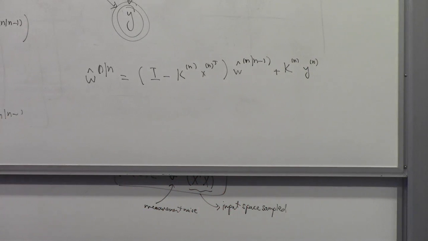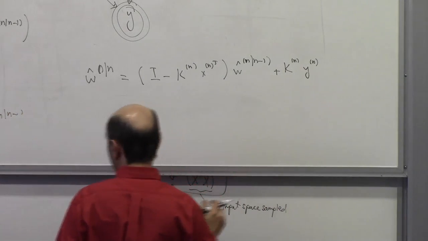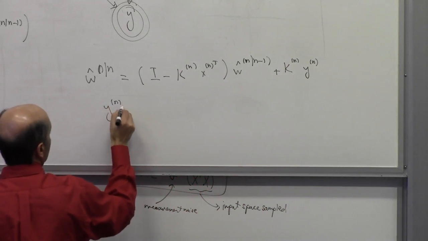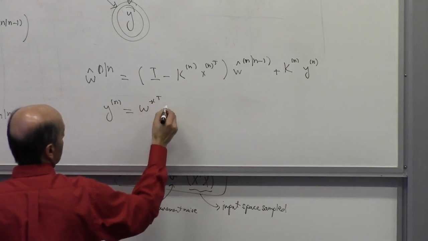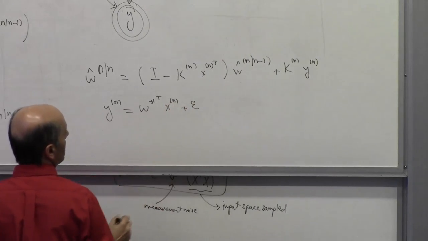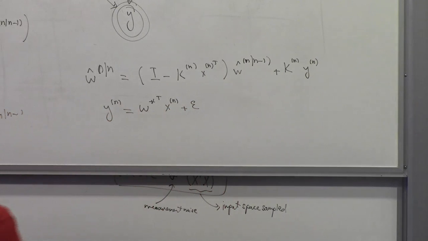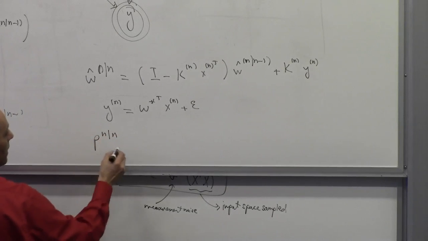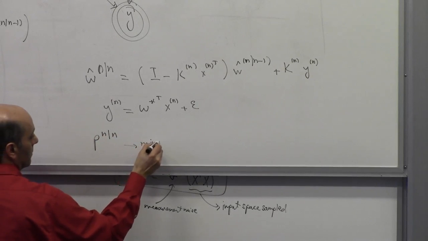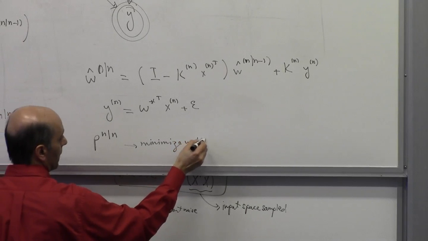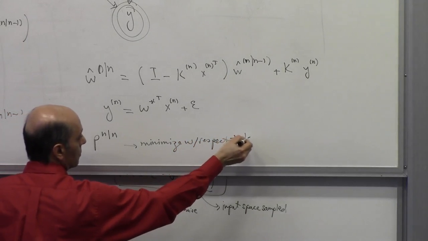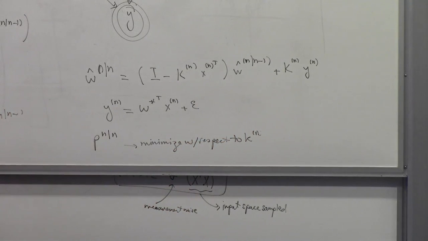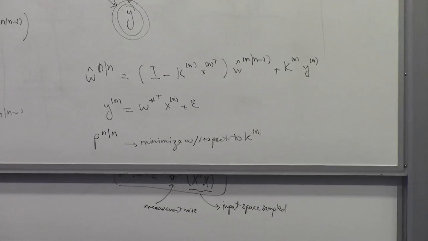All right, so the other element here is that this y is made up of w star transpose x of n plus sigma. So we can also substitute that in there, and that becomes the equation. Now, what do we want to do? We want to find the posterior uncertainty. We want to find P of n given n, and then minimize that with respect to k. Find the k that minimizes the posterior uncertainty. So that's where we're going.